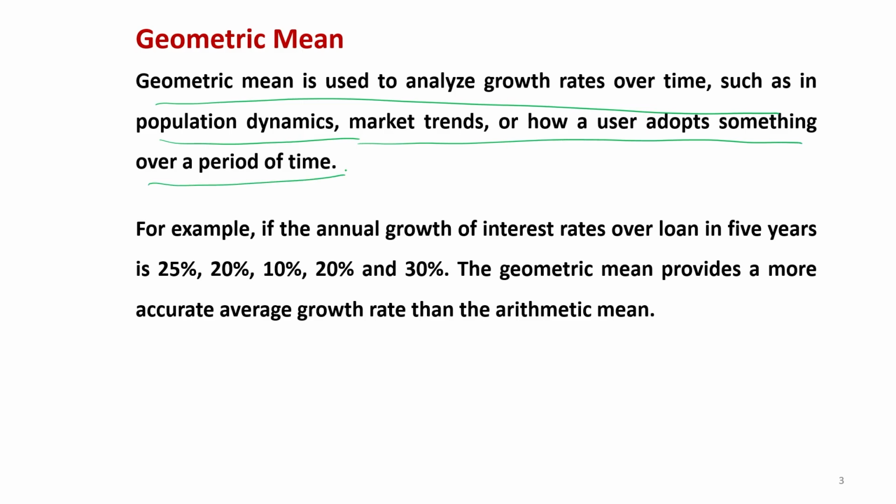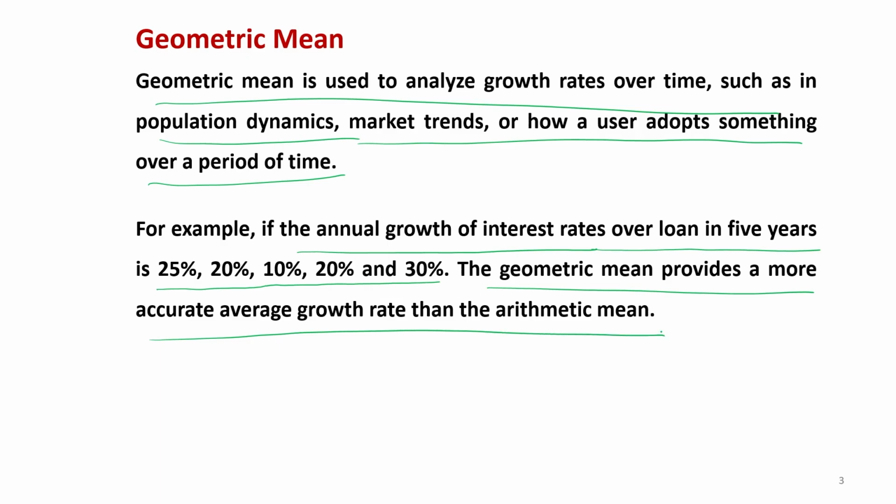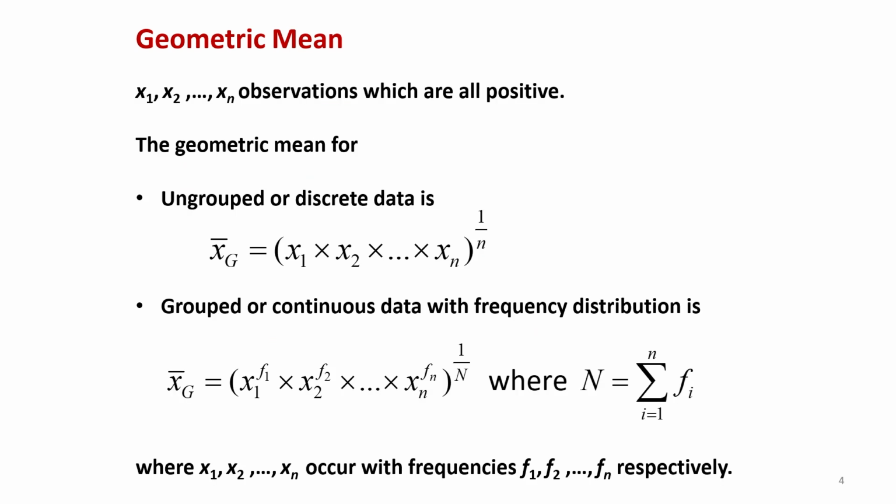For example, if I know the annual growth of interest rate in the banks over a loan in 5 years, say something like 25%, 20%, 10%, 20%, and 30% respectively, then the geometric mean provides a more accurate average growth rate than the arithmetic mean. So in this type of situation, where you have to calculate the central tendency of the data for quantities like ratios, percentages, etc., you can choose the geometric mean to find the average value.